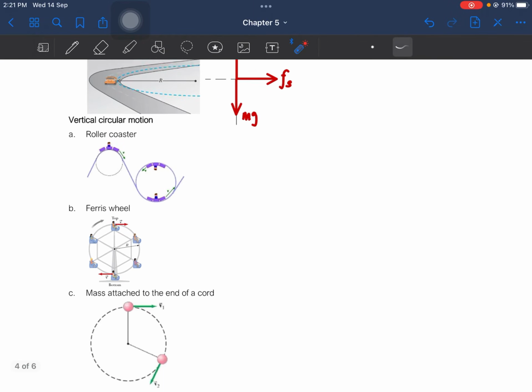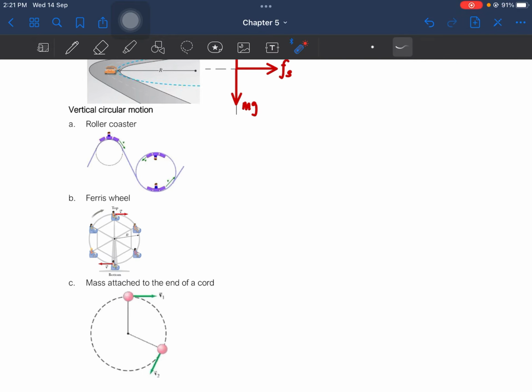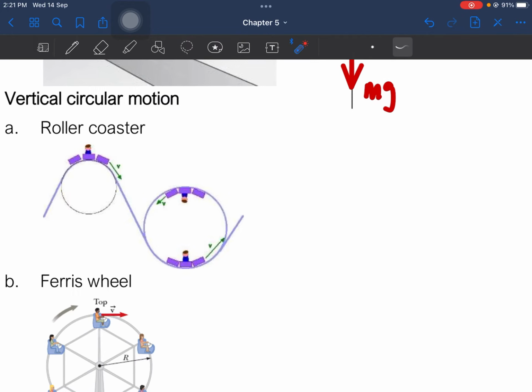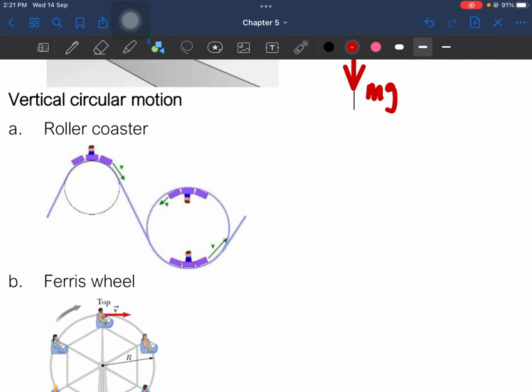Okay, and then let's look at vertical circular motion. The first one is the roller coaster. For the roller coaster, you can just label directly on this picture. For the first point, here, since the human and the carriage are in contact, we have a normal force and we have the weight. Then what else? No, that's it. So basically this is your free body diagram.